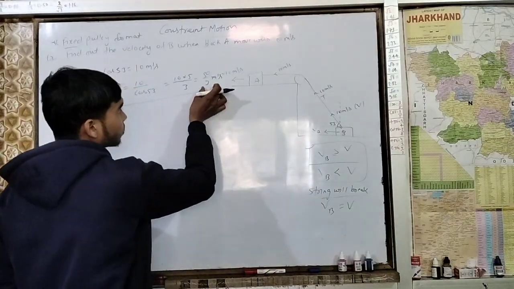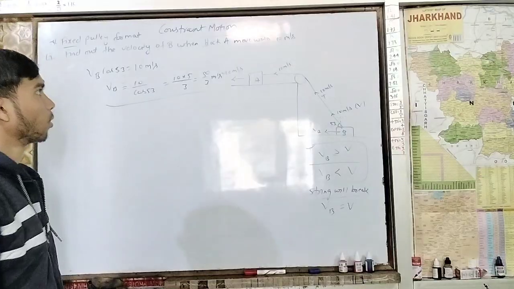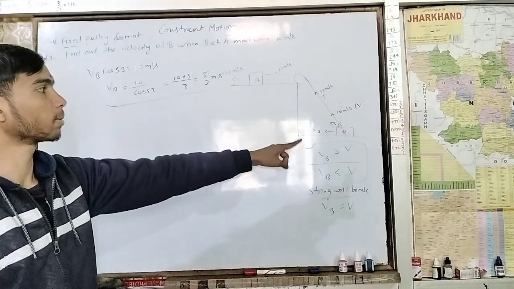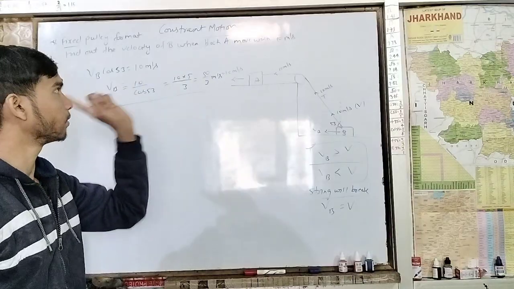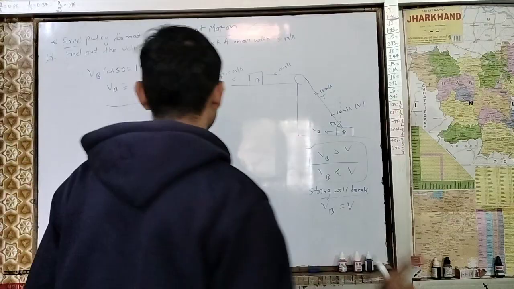Means with this much velocity our block B will move. When block A starts moving with 10 meter per second, in that case our block B will move with a velocity of 50 upon 3 meter per second. Okay, this was our first question.